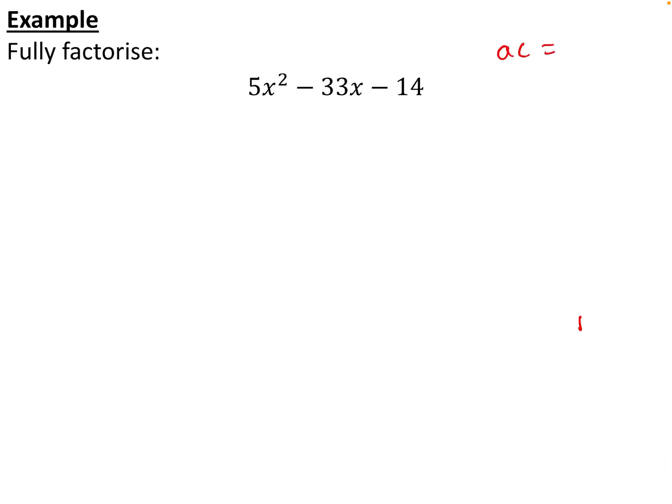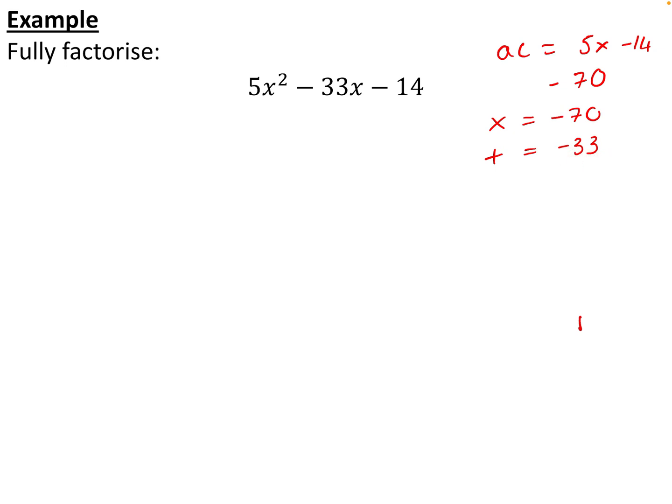AC is going to be 5 times negative 14. And that negative is important. That is going to give me negative 70. And I want to find factors of AC that multiply to give me AC and add to give me negative 33. That's B there. So I want factors of AC.